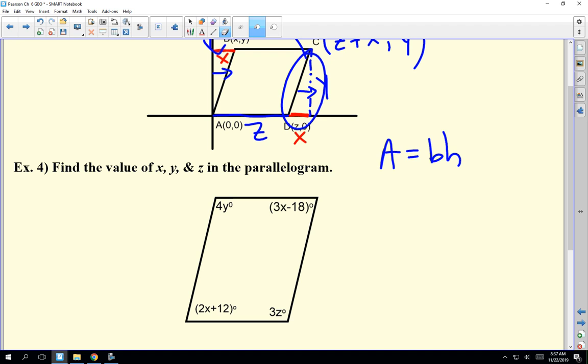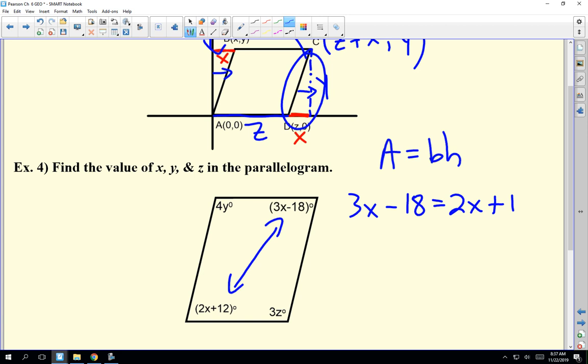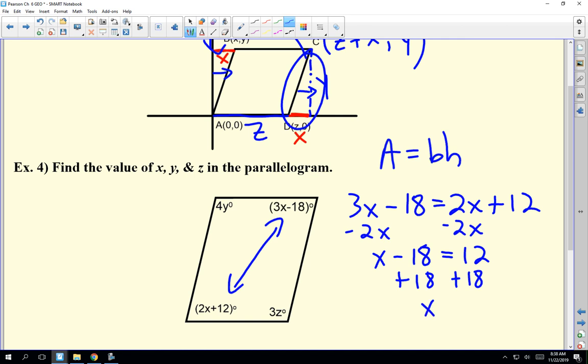But I do know that opposite angles are congruent. So I'm looking at those 2 opposite angles that have x's in them, right? And I'm going to set 3x minus 18 equal to 2x plus 12. So set those 2 equal, and then solve for x. So subtract 2x from each side. So x minus 18 equals 12. And then add 18 over. So x equals 30. So I've got x is equal to 30.